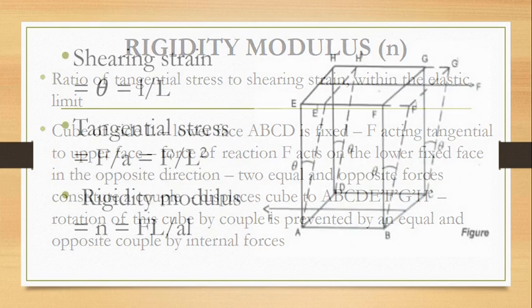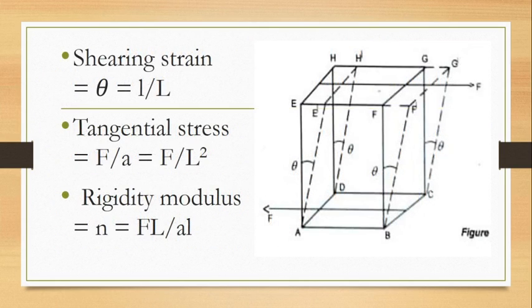Here we can see the picture in the next slide, where we can consider a body in the form of a cube of a side L, so that its lower face ABCD is fixed and a force F is acting on the upper face tangential to the face. Now a force of reaction F acts on the lower face in an opposite direction. You can see a direction of F to be opposite in the lower face.